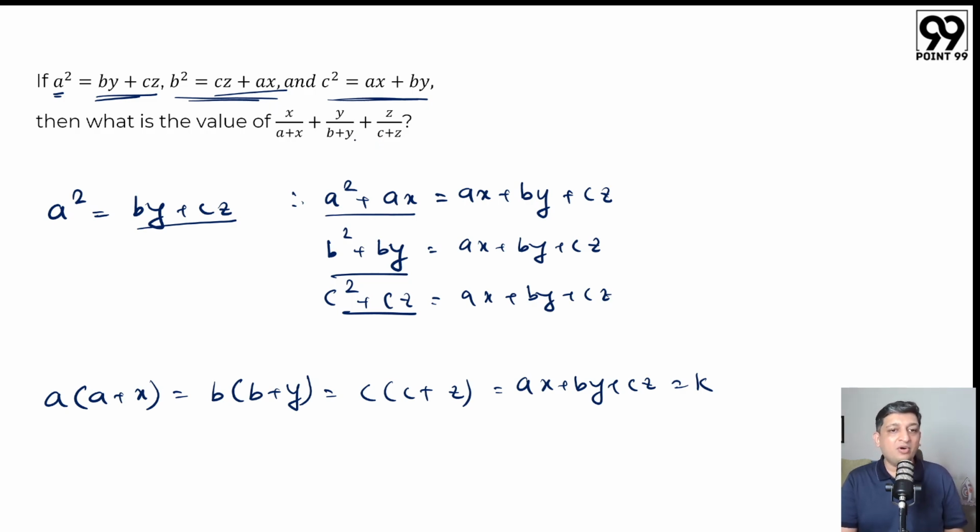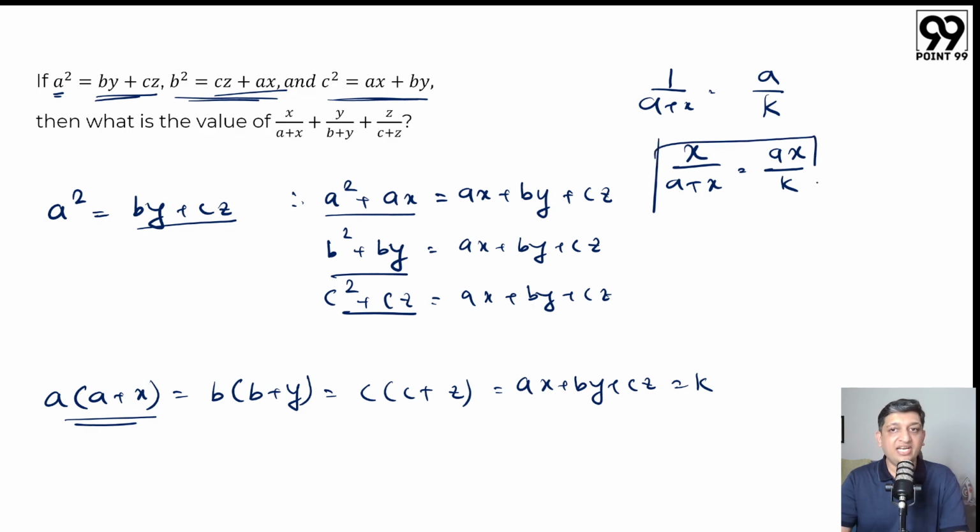So what can we do about this particular bit? If you want to understand what needs to be done here, we have to understand one small thing. Let's say we are looking at a into a plus x, right? If you are looking at a multiplied by a plus x being equal to k, then in other words, we will be able to say that 1 upon a plus x will be equal to a upon k. That is what we are going to get here, right? 1 upon a plus x is a by k. So what can we say about x upon a plus x? It's going to be ax by k.